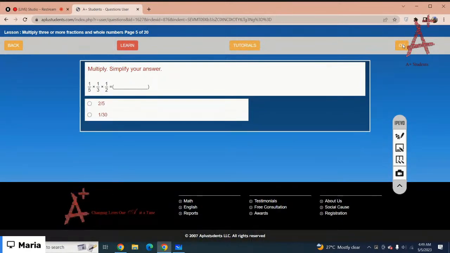Okay, then you have to do 1 by 5 times 1 by 3 times 1 by 2. You have to multiply all the numerators and all the denominators. It would be 1 times 1 is 1, 5 times 3 is 15, and 15 times 2 is 30. So it would be 1 over 30. The correct option is 1 over 30.